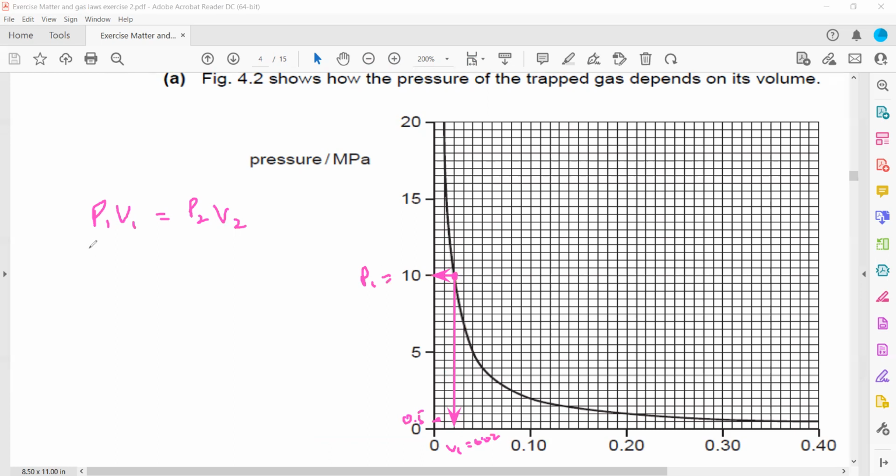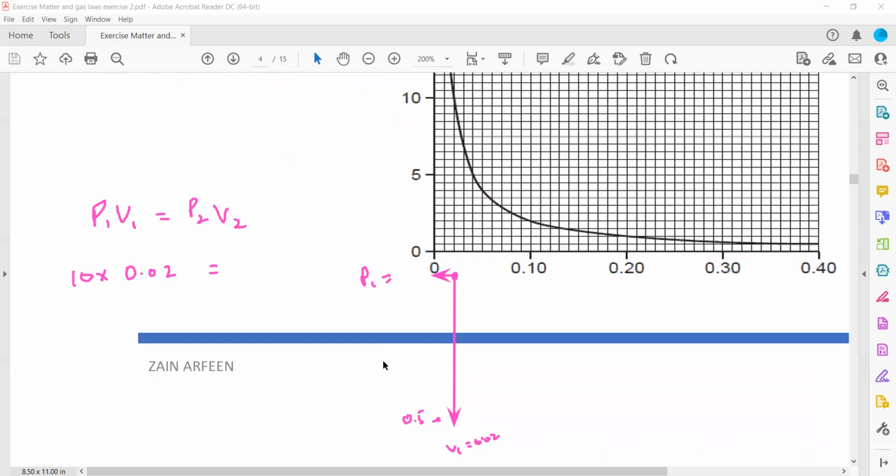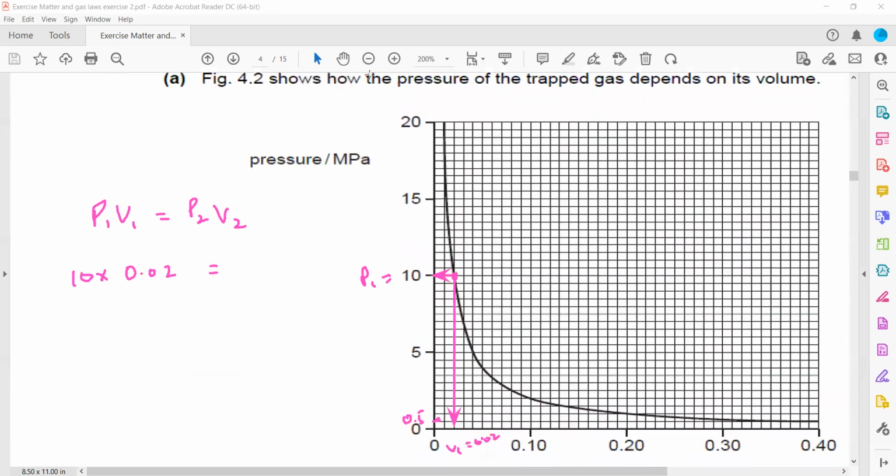So the first pressure we took is 10 and the volume at that pressure is 0.02, because 10 boxes equal 0.1, so each box is 0.01, so 2 boxes will be 0.02. So P1 V1 equals P2 V2. At what pressure do we want to find the new volume? We want to find the volume at a pressure of 0.1 megapascal. So if the pressure is 0.1 megapascal, what is the volume? The volume will be V2.